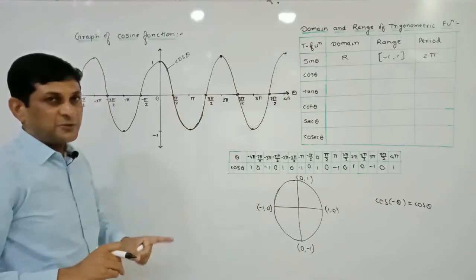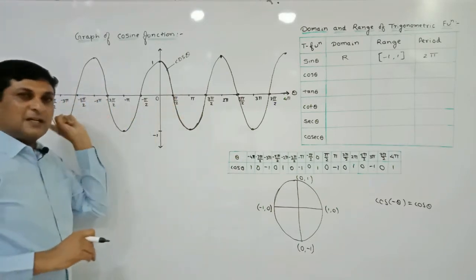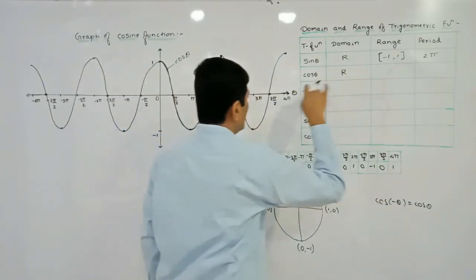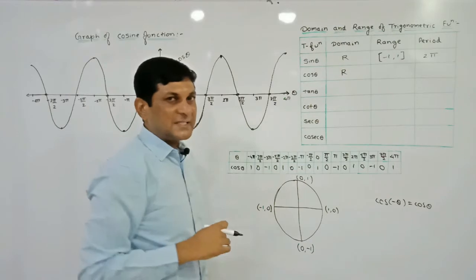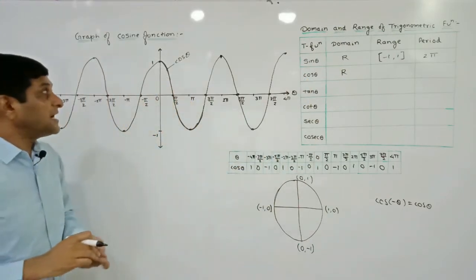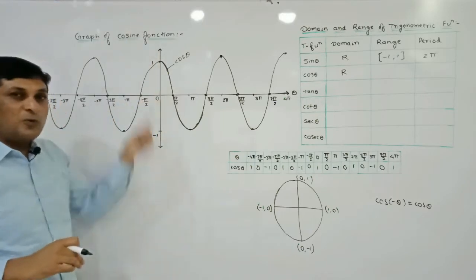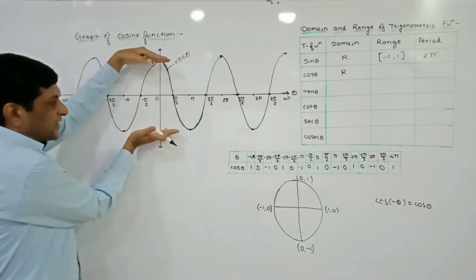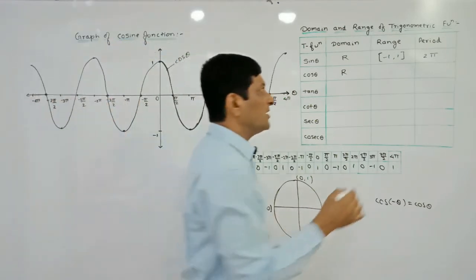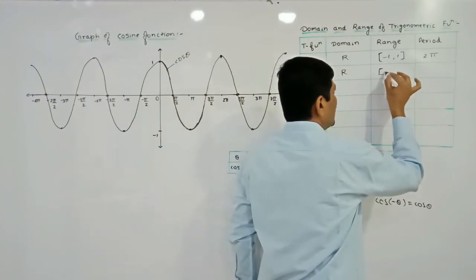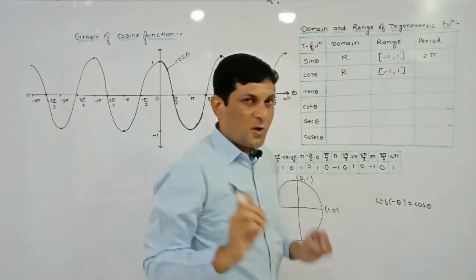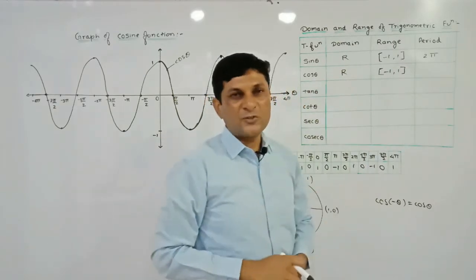Now let us try to find its domain. Domain means values on the x-axis. It takes all the values on the x-axis, that's why the whole x-axis, the whole real number line, is our domain set. Range set means values on the y-axis. Does cos theta take values on the whole y-axis or only between -1 and +1? We can observe that it takes values only between -1 and +1, including -1 and including +1. That's why we can say that the range set is the interval from -1 to +1, including both.